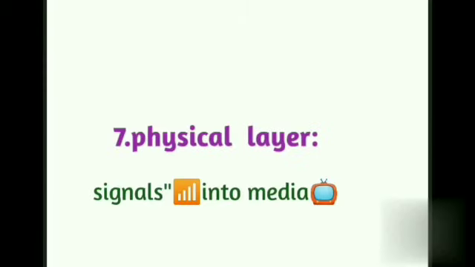Coming to the seventh one, the physical layer. Here the data is in the form of bits. The bits are converted into signals. These signals transfer over the media, meaning finally we get the signals in the form of media.